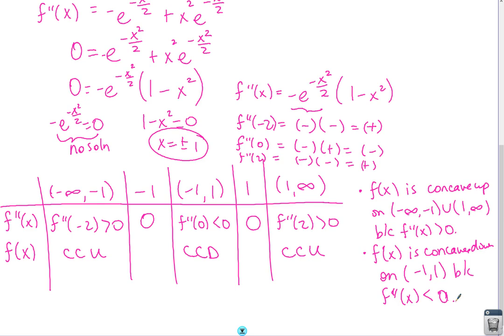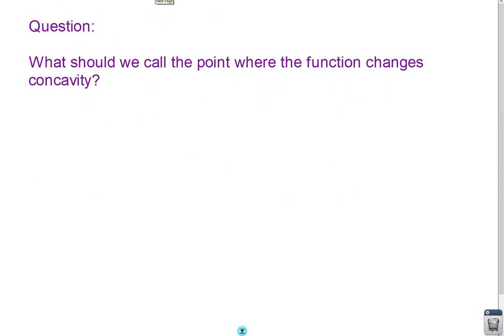Okay, so let's look at the next thing. Question: what do we call that point where the function changes concavity? This is actually going to be called a point of inflection. Aha. Okay, it's called a point of inflection. Where the function changes concavity is a point of inflection.